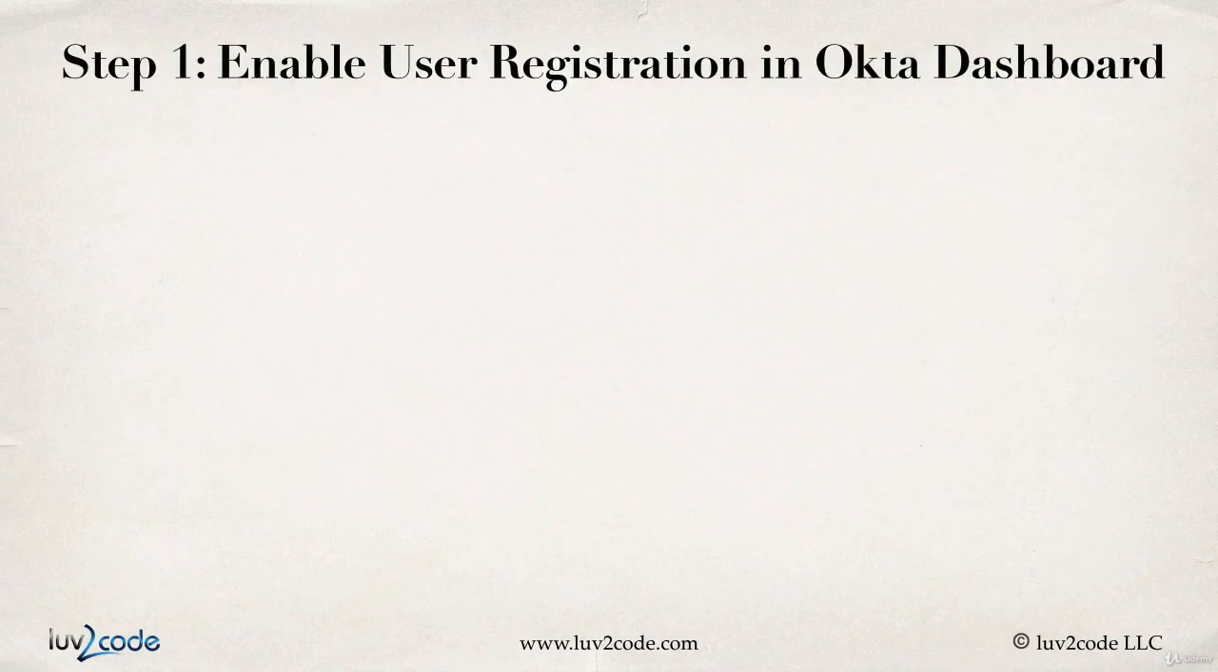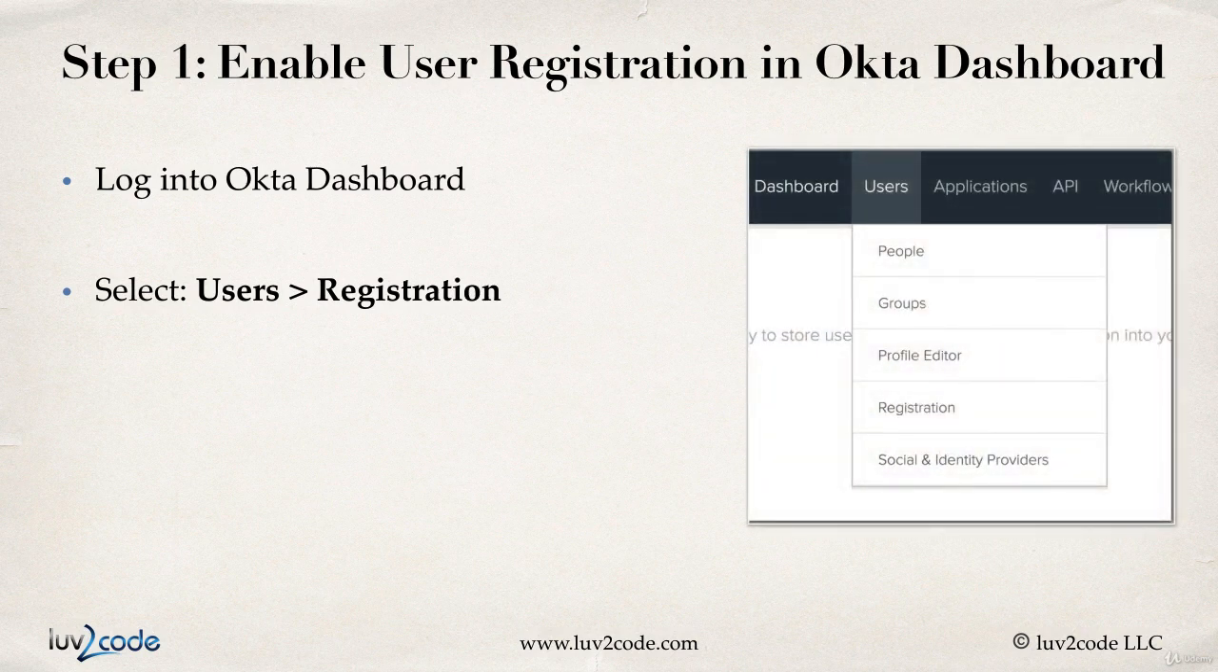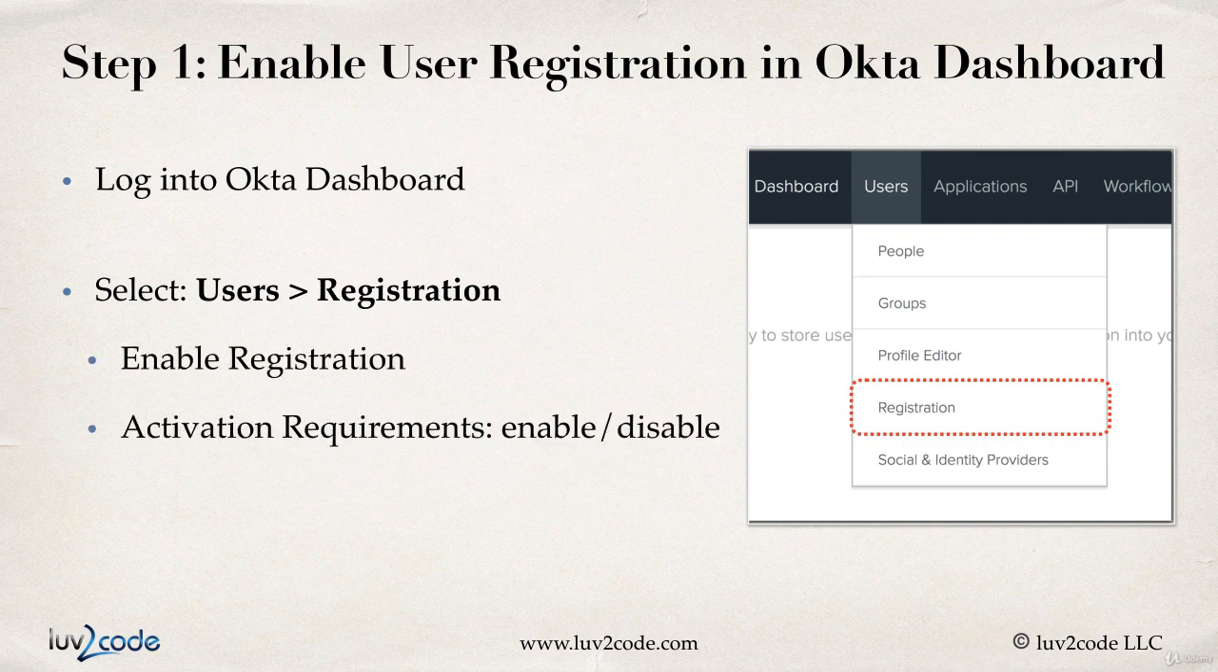All right, so step one of enabling the user registration in the Okta dashboard. First, we log into the Okta dashboard. Then we select users registration, like you see here on the screen. And then we simply enable the registration. We set up the activation requirements as far as enabling or disabling. And I'll get into all the details in the upcoming video, all the different things you need to click and set up. We'll cover that in the upcoming video.